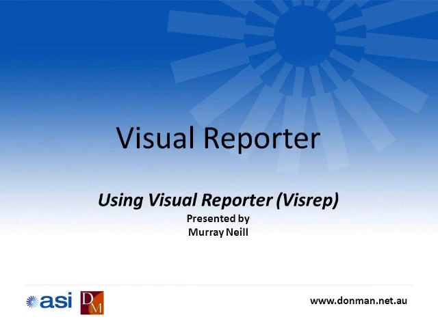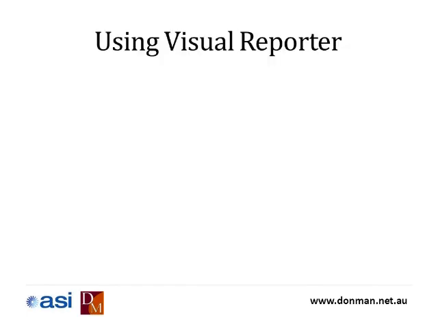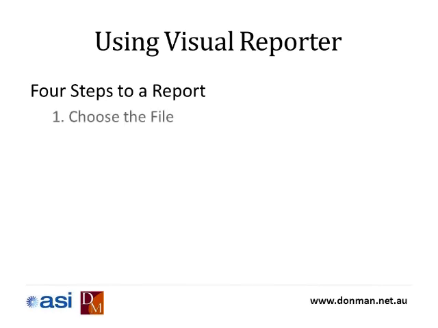All right. Now, essentially, with VisRep, there are a number of different steps to producing a report. There are 4, in fact, and if you're familiar with either our previous reporter or our simplified reporter, the steps are essentially the same. The first step we have to do is to identify the file that we're going to use, and that's where you need to know where the data is that you're trying to report on.